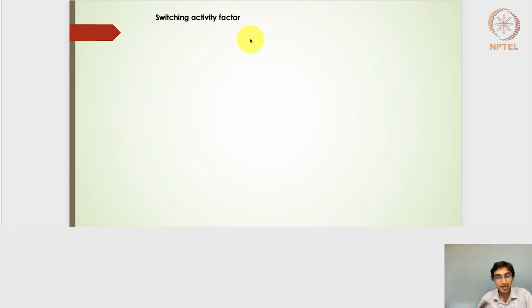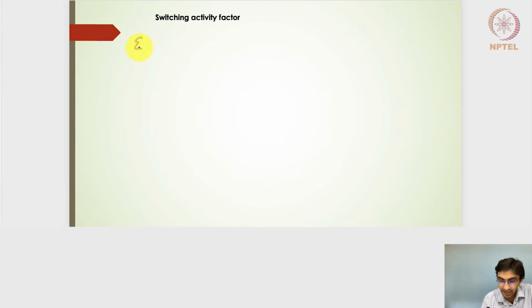this is an empty slide, which means I have to draw something. What I've stated in this particular slide is the switching activity factor. Let me try to summarize what we have learned so far. Let me use the pointer.